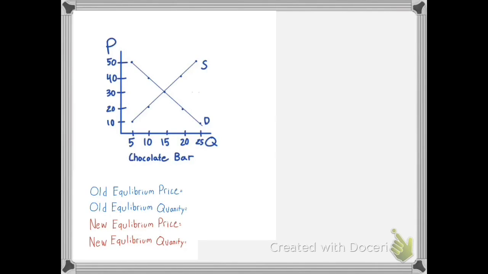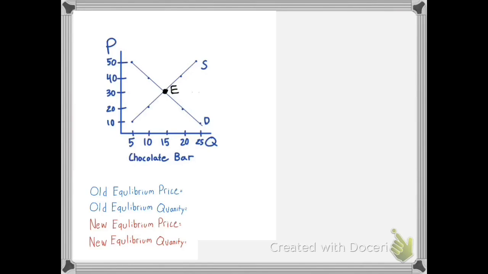Here we have a supply and demand graph for chocolate bars. When the supply and demand are on the same graph, we also get the equilibrium. And the equilibrium point is where the supply and demand cross in the graph, which would be right here. This point means that the supply and demand are equal to each other, which is also the definition for equilibrium.